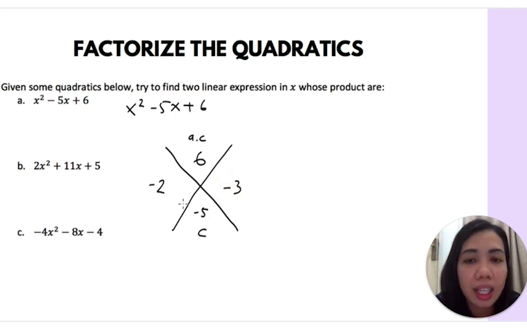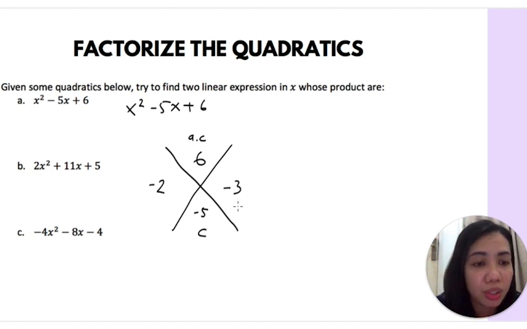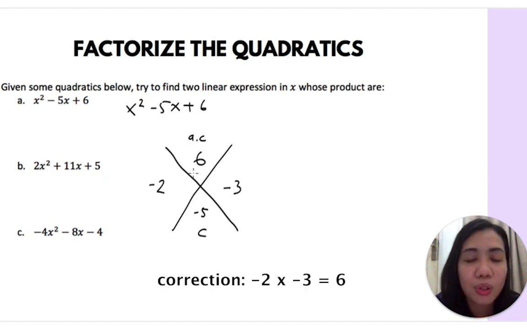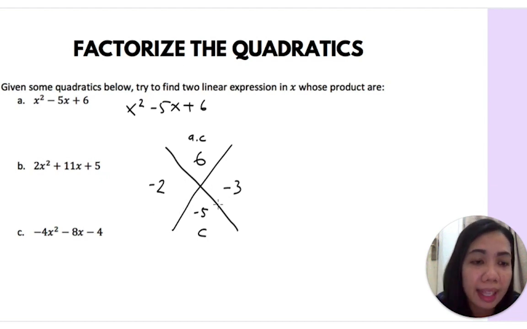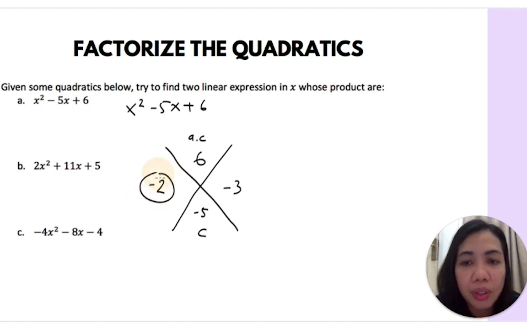Okay, let's try to multiply both numbers. Minus 2 times minus 3 is, yes, right, it is 6. And then what if we add them? Minus 2 added to minus 3 is equal to minus 5. Okay, so now we have here minus 2 and minus 3.